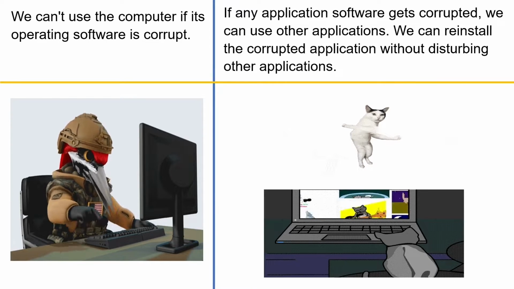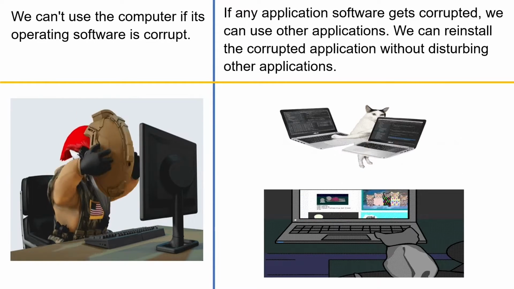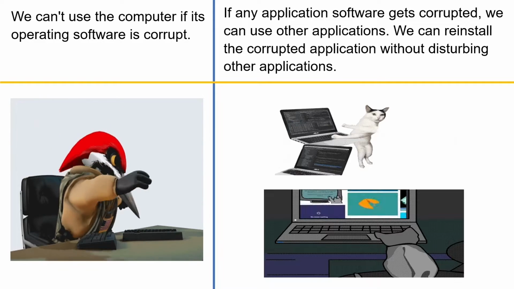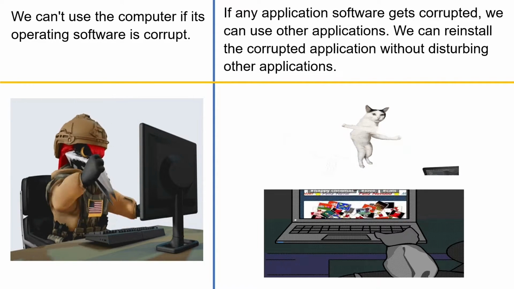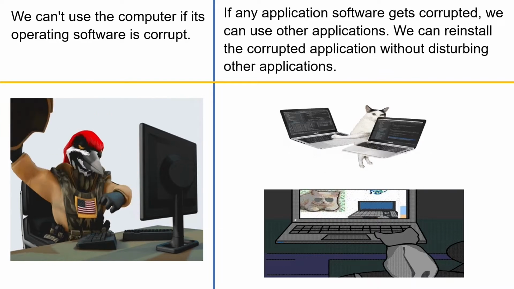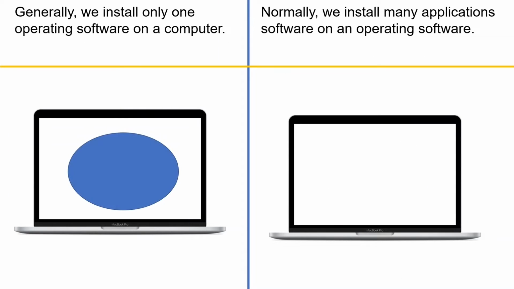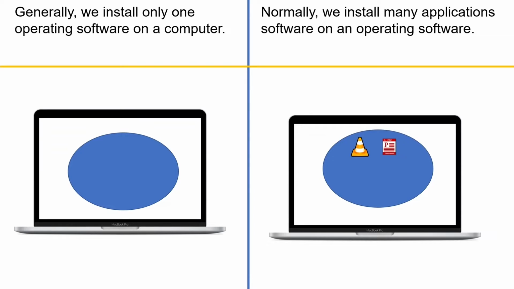We can't use the computer if its operating software is corrupt. If any application software gets corrupted, we can use other applications. We can reinstall the corrupted application without disturbing other applications. Generally, we install only one operating software on a computer. But we install many application software on an operating software.